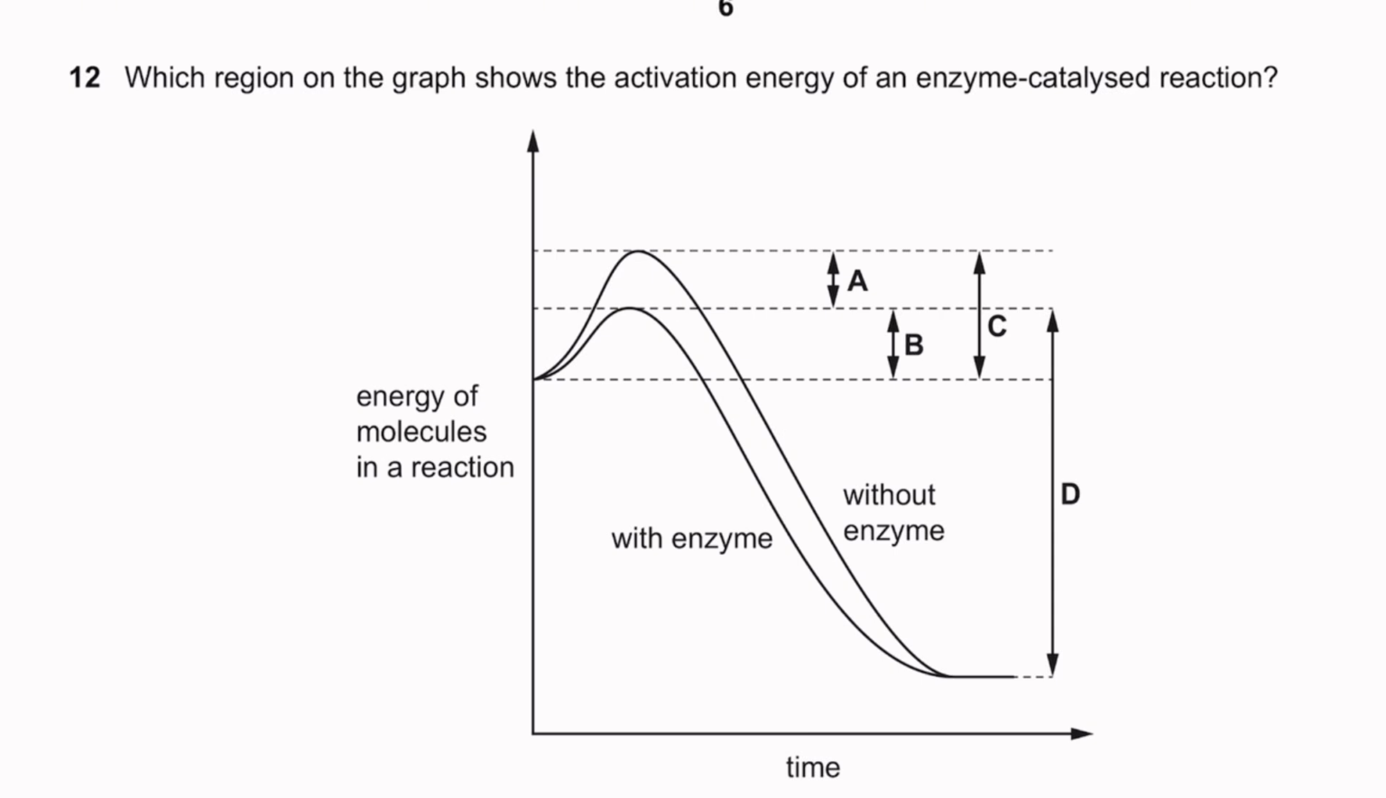Okay, which region on the graph shows the activation energy of the enzyme catalyzed reaction? So we're looking specifically for the activation energy with the enzyme. With the enzyme, it's B. Without the enzyme, it's C. It's the higher one because the enzyme works to lower the activation energy.